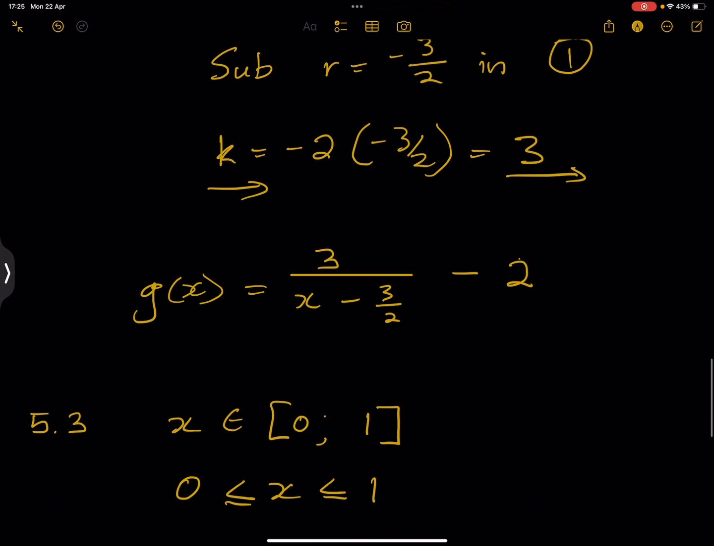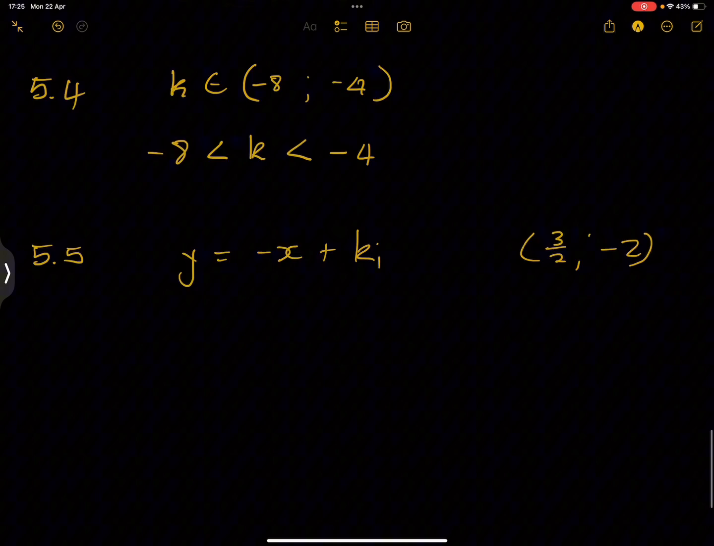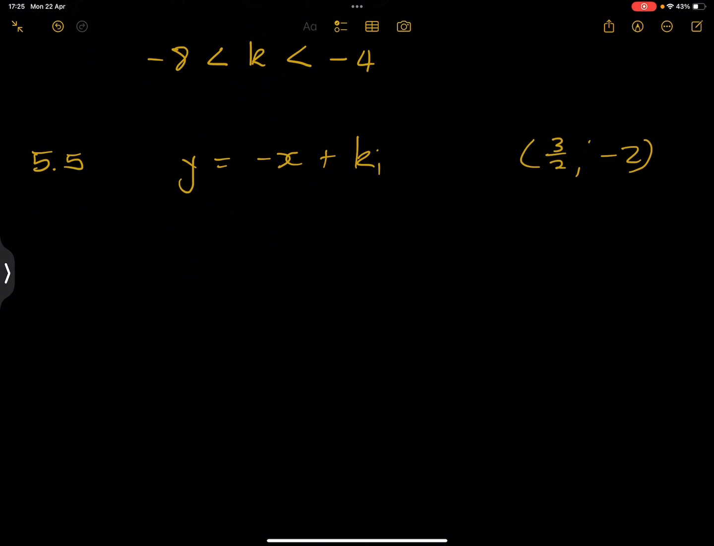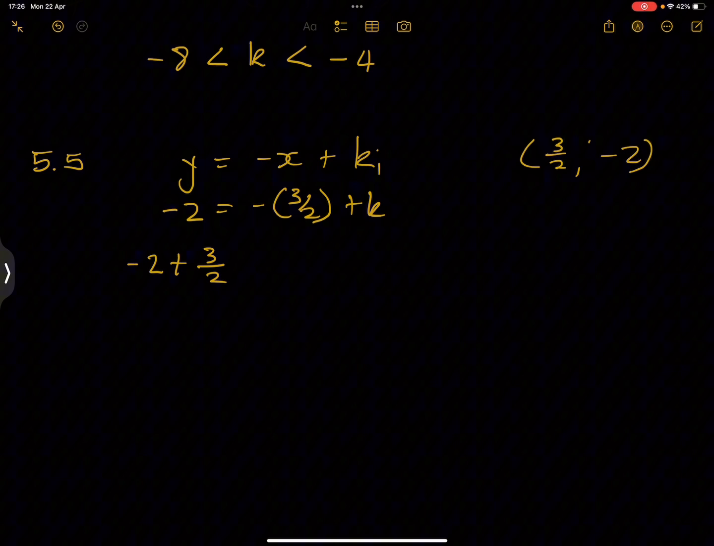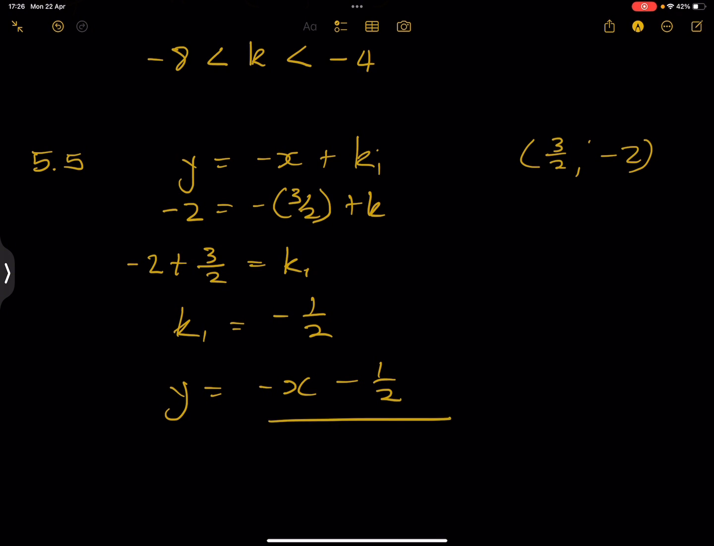But in this case, we know that it passes through the point 3/2 and minus 2. And remember, where did you get the 3/2? This is this point over here, right? So when x is 3/2, right, y is negative 2. So let's get the value of k1. So that would be minus 2 plus 3/2, which is equal to k1. And so the value of k1 would be negative 1/2. So the equation is y is minus x minus 1/2.